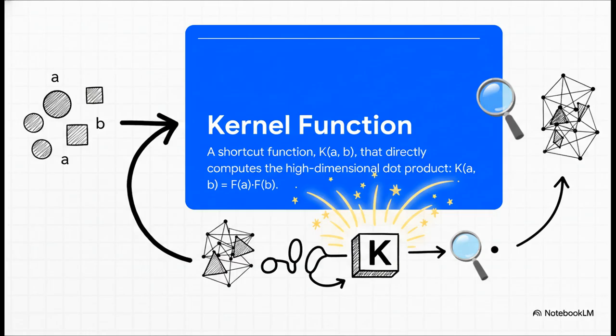And that is the magic. That is the kernel trick right there. A kernel is just a special function, a shortcut, that lets you plug in two of your original simple vectors, and it spits out the exact same dot product you would have gotten if you did it the hard way. You know, by transforming them into that crazy high-dimensional space first, and then calculating the dot product. It's an absolutely brilliant computational cheat code.